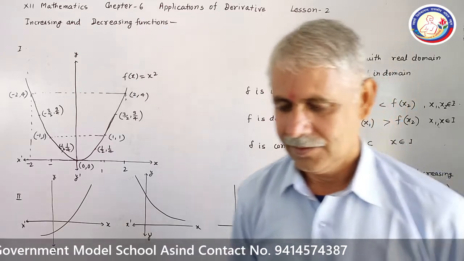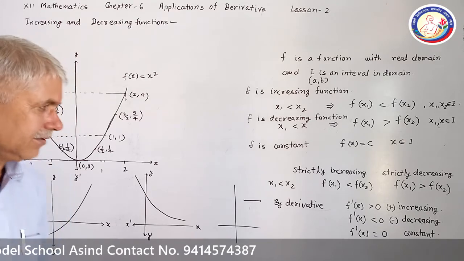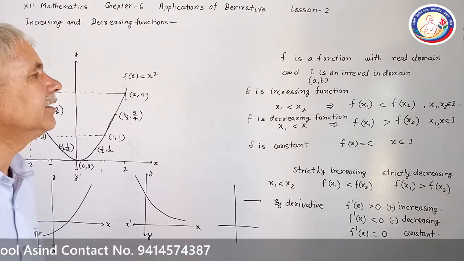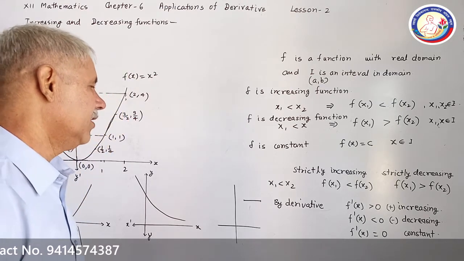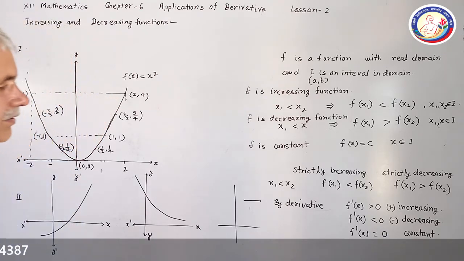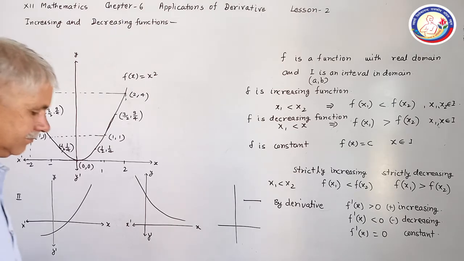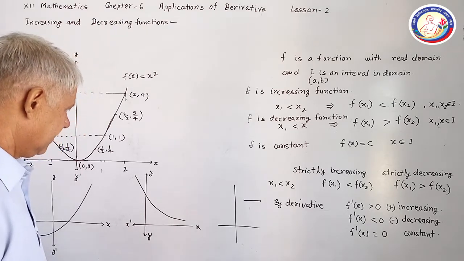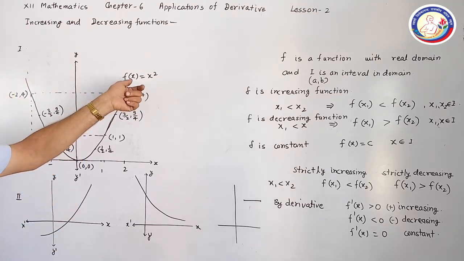First of all, we will discuss in general what is the meaning of increasing and decreasing function, and then by use of derivatives how we can determine in any given interval whether a function is increasing, decreasing or constant function, or neither increasing nor decreasing. So first of all we must understand this by graph.